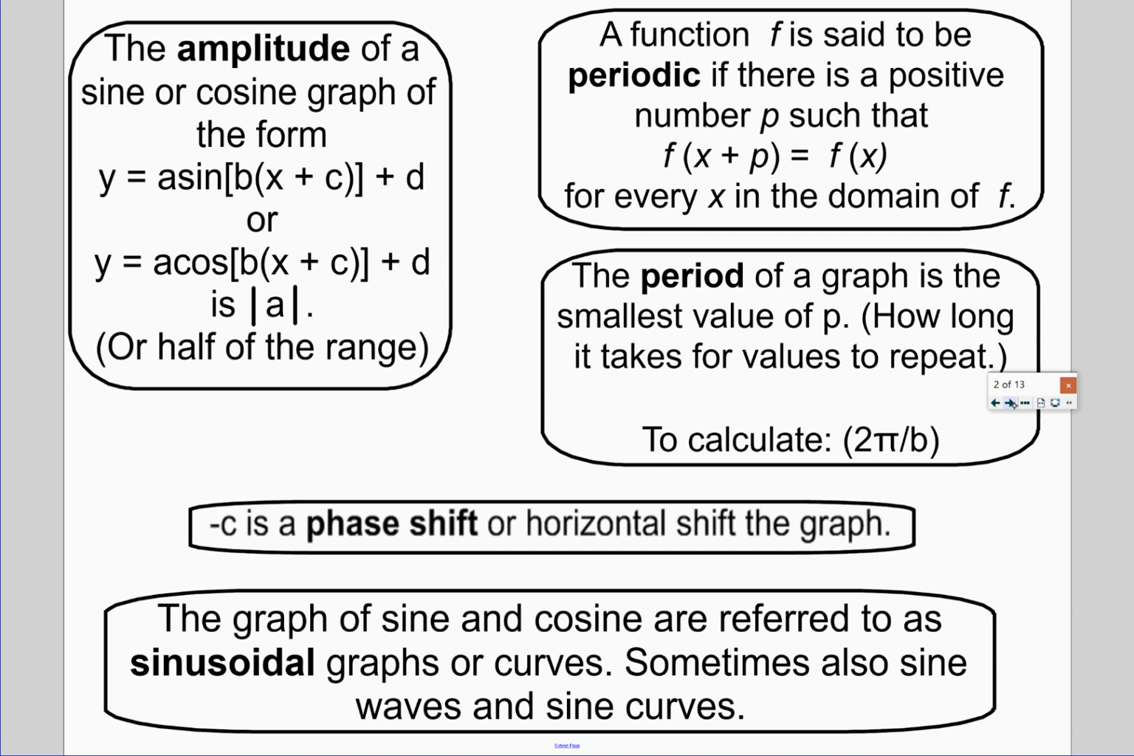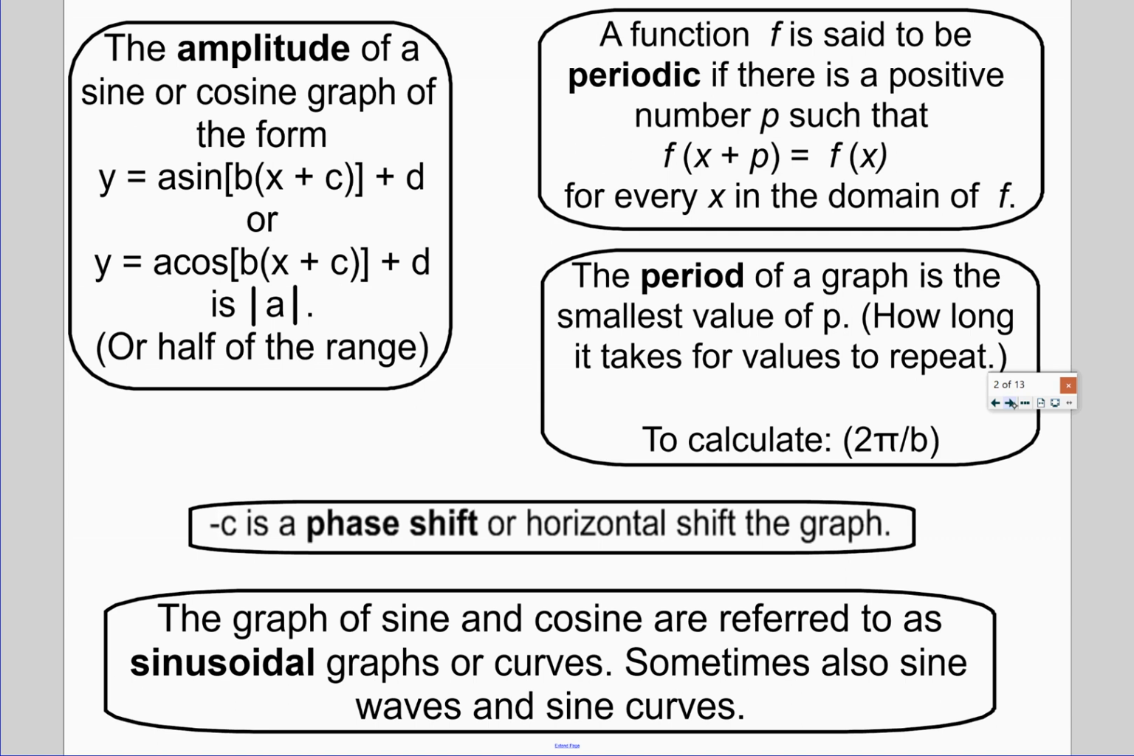When we graph sine and cosine, we're going to get these wave shapes, and we're going to see those in a few minutes. So there's a couple properties of the graphs that are a little bit different than what we saw with all of our other parent functions last semester. So the first is an amplitude. An amplitude is half of the height of the wave.